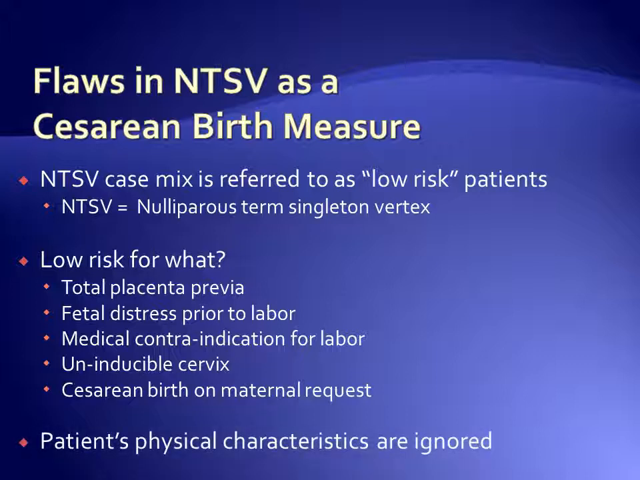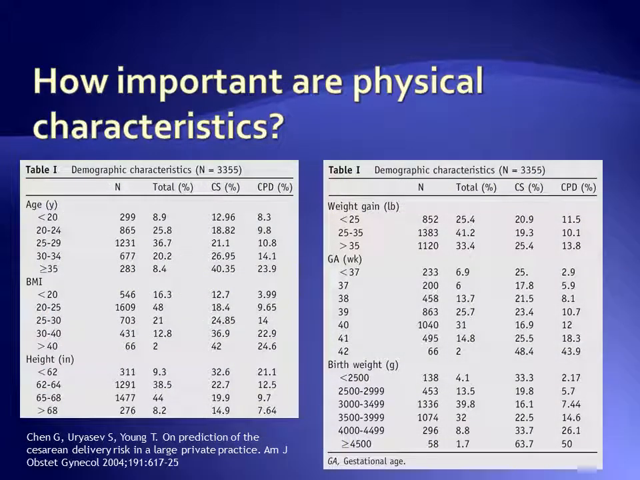More importantly, despite ACOG's statement that patient characteristics probably account for some of the variation in cesarean birth rates, the NTSV rate ignores the physical characteristics of the women that are giving birth. So just how much do physical characteristics contribute to a woman's inherent risk?